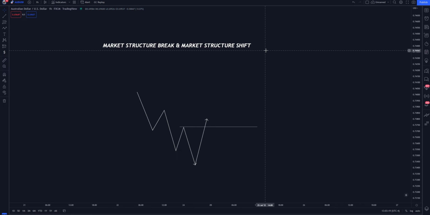When market structure shifts, basically it means that the trend has shifted, and by market structure break, it means that the trend is going to continue.